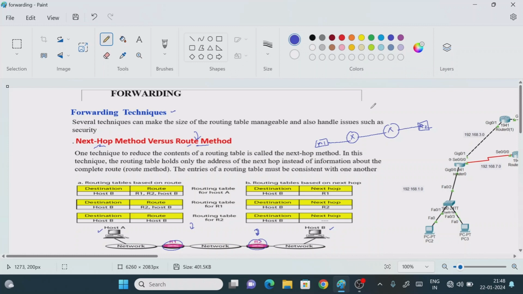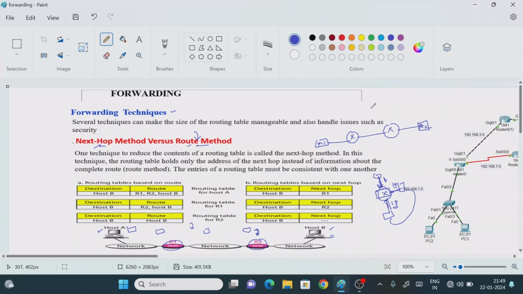For example, each router will have multiple interfaces. Suppose this router has 3 interfaces. Each interface will have an IP address, so this will have a separate IP address, this will have a separate IP address, and this also will have a separate IP address. What is the use of these 3 interfaces? They are used to connect different networks. It means that when you want to communicate from one network to another different network, we require the L3 device, nothing but the router.